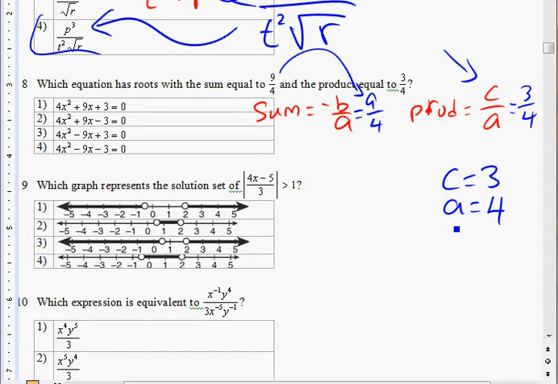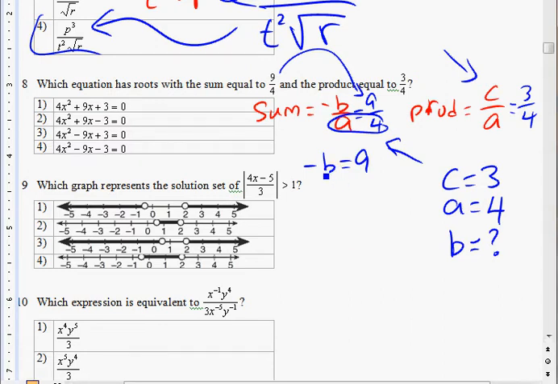So we have 2 letters solved already. Let's try to find out what b is equal to. Now let's take a look at the sum here. We know that a is equal to 4 and negative b is equal to 9. What is positive b?